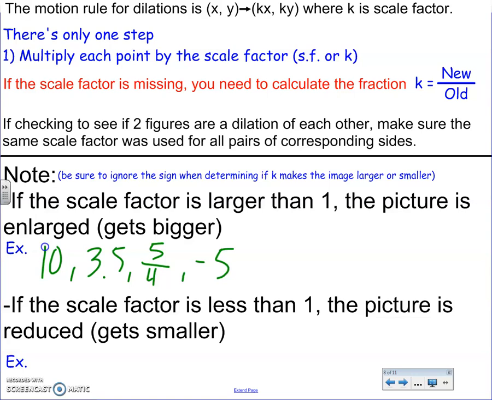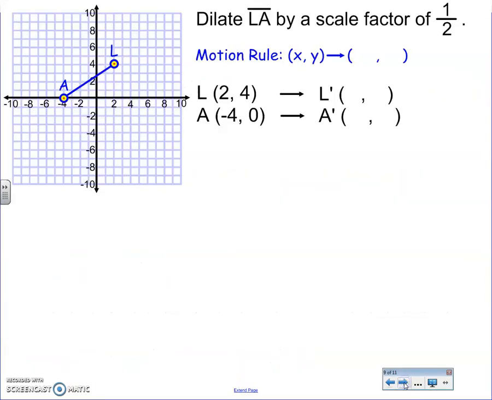For example, it could be 0.67, or it could be 3/4, or it could be negative 1/3, or 0.9. All right, so those are all less than 1. Ignore that negative sign. Here it says dilate line segment LA by scale factor 1/2. The motion rule is if you have x comma y, you just multiply by 1/2. So it'll be 1/2 of x, 1/2 of y.